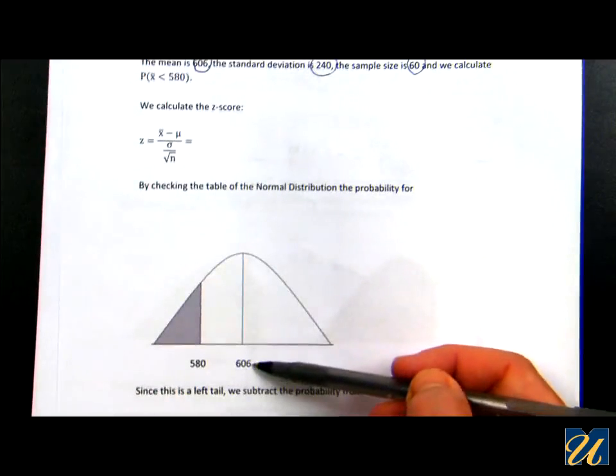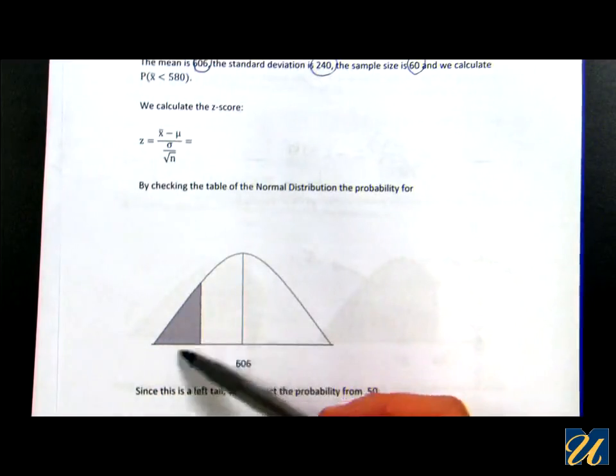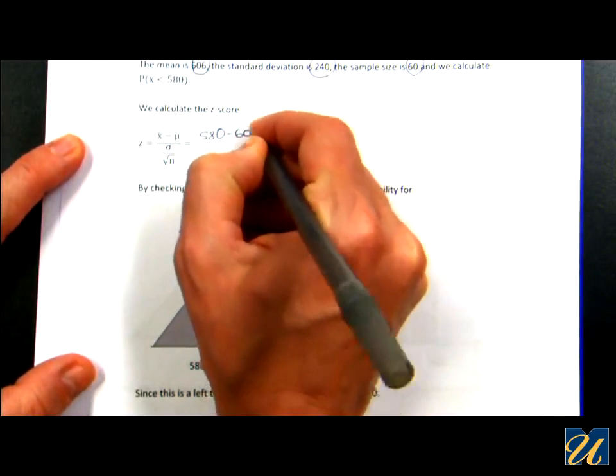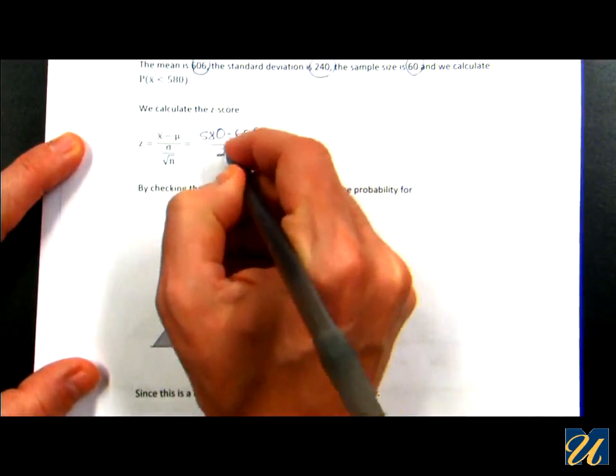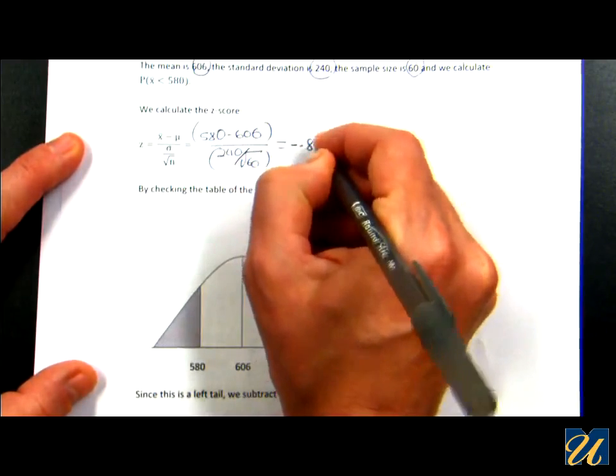Mu X bar is the same as mu, 606. 580 is to the left, less than 580, then I'm looking for a left tail. We calculate the z-score. The z-score will be equal to 580 minus 606 over 240 divided by square root of 60. Again, we use our parentheses. This will give me negative 0.839.